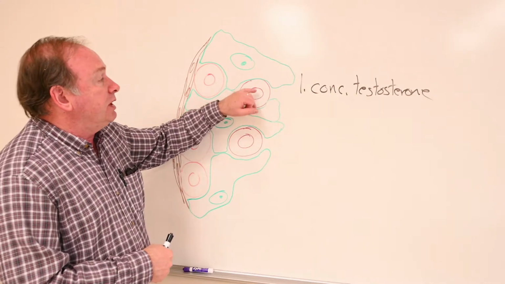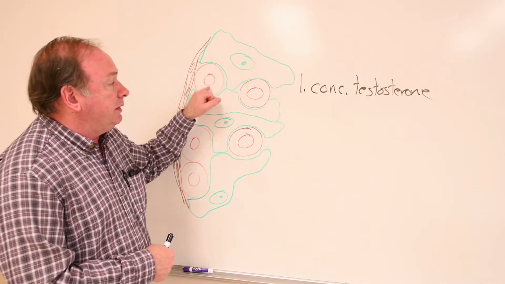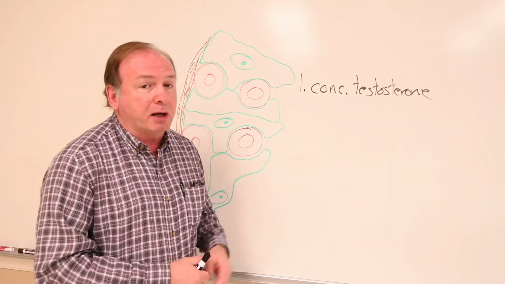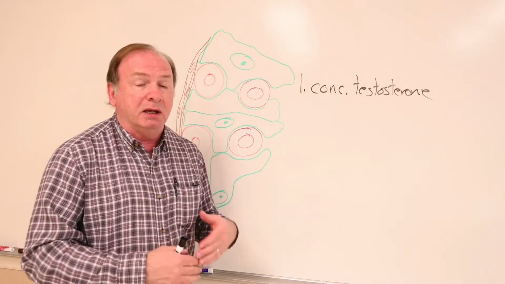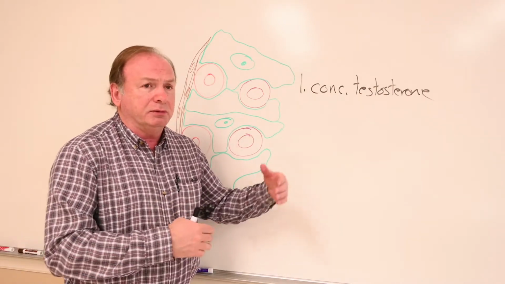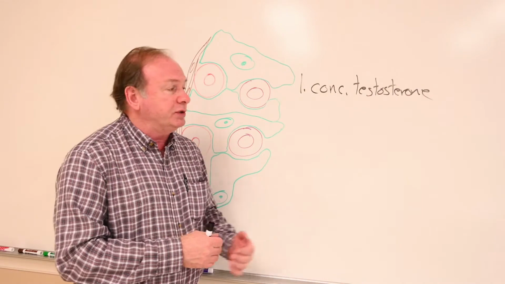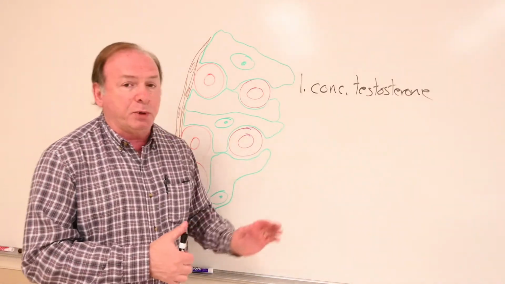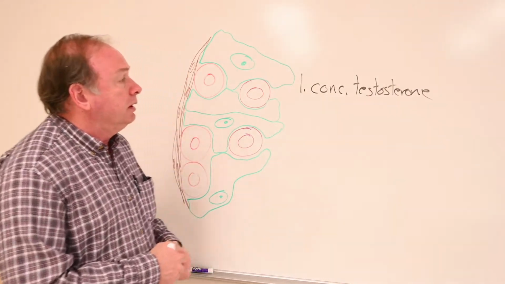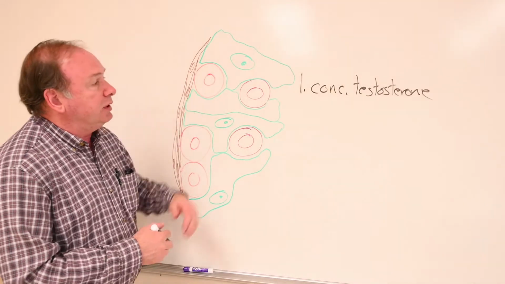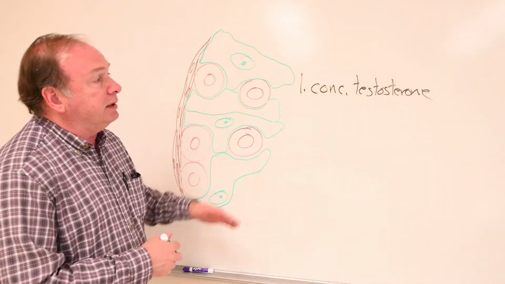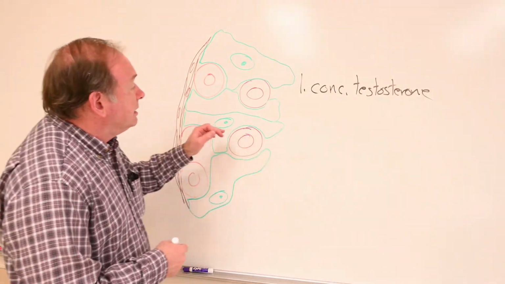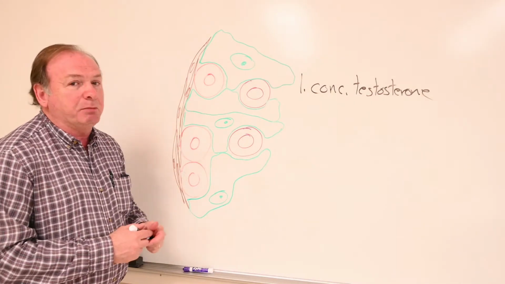And that concentration of testosterone around these developing spermatogonia and primary spermatocytes is an essential element of spermatogenesis to cause them to undergo that process of sperm formation. So that's helpful to have that concentration of testosterone surrounding these cells. Next is what we call the blood-testis barrier.